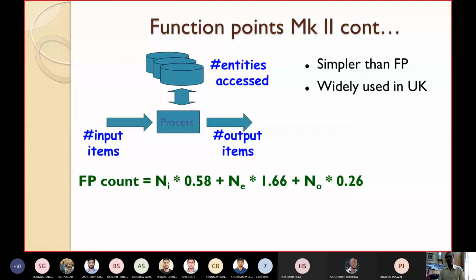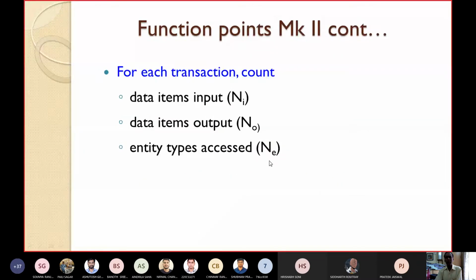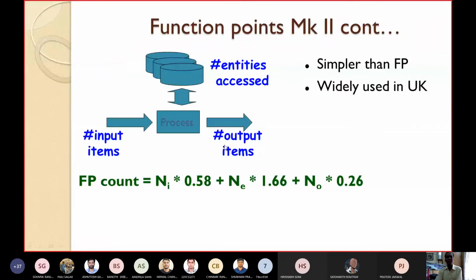Then I will compute the function points using this Mark II or Symons function point. Here the FP count is calculated using this formula: NI into 0.58 plus NA into 1.66 plus NO into 0.26. The values of these constants 0.58, 1.66 and 0.26 have been found out by experiments by Symons. What are NI, NO, NA? They have already been mentioned here.